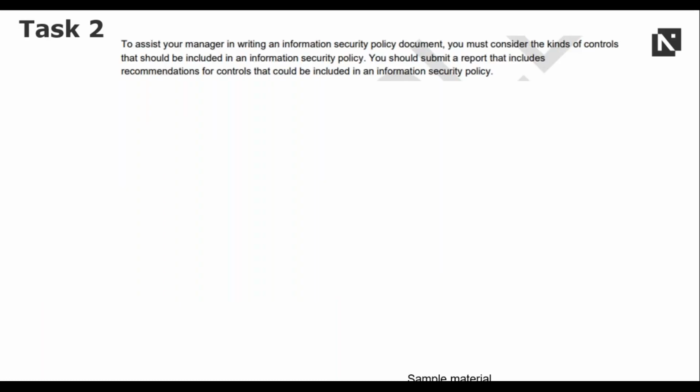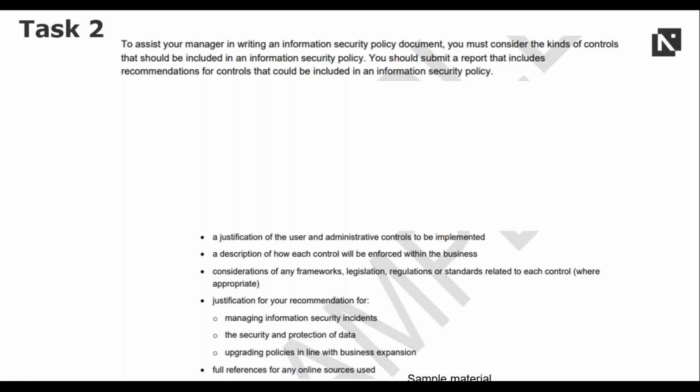Now, students should consider the kinds of controls that should be included in the information security policy, and from the points given in their task 2 instructions, create a report assisting in the writing of an information security policy document. For example, potential security controls such as password policy, ensuring passwords are hard to compromise, and staff understand how best to keep strong passwords secure.